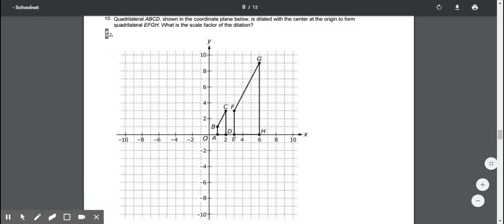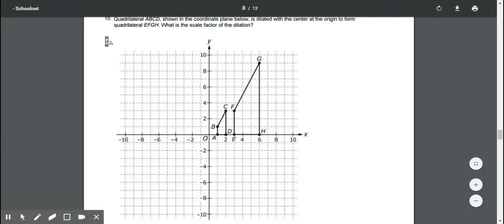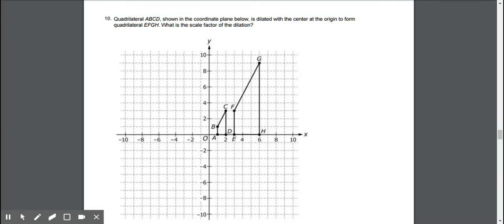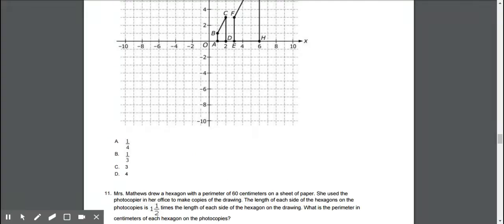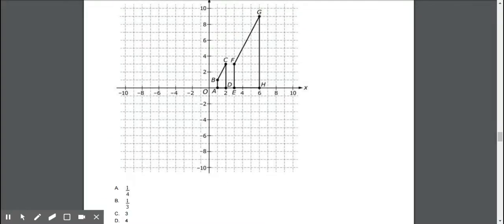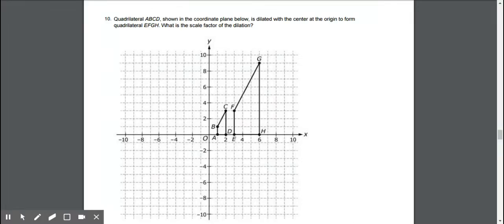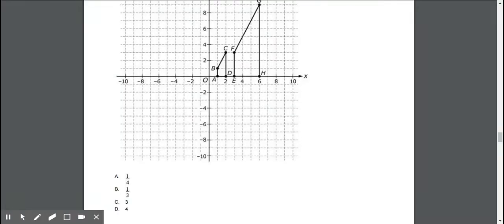Question 10. Quadrilateral ABCD shown in the coordinate plane below is dilated with the center at the origin to form quadrilateral EFGH. What is the scale factor of the dilation? 1/4, 1/3, 3, or 4?